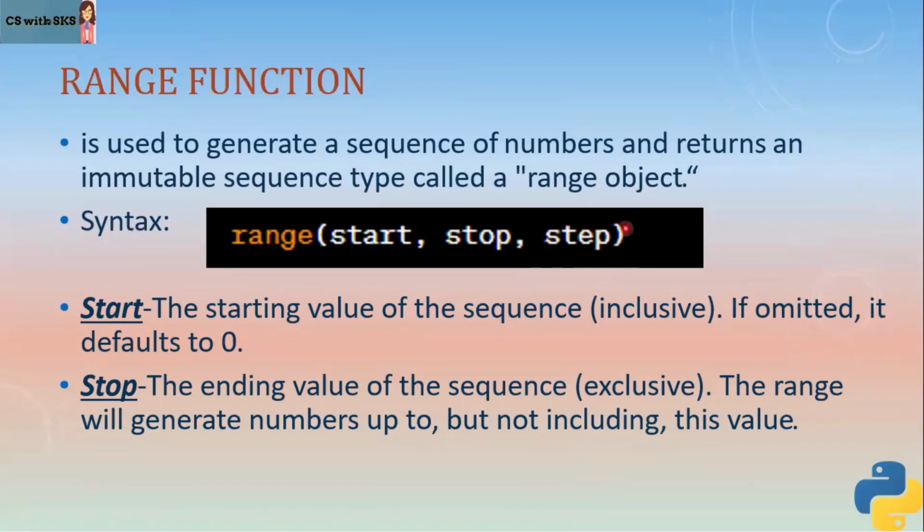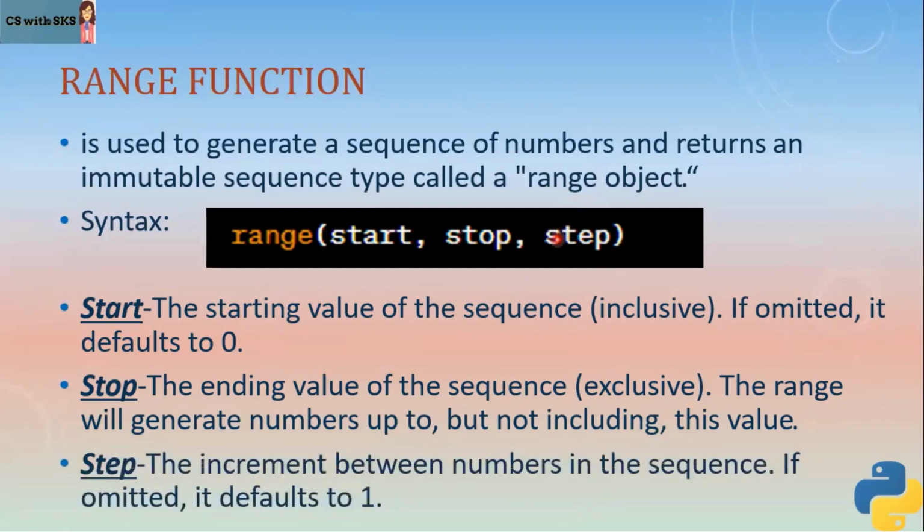And then step is the increment or the decrement value in the sequence. If you do not include it, by default, this value is 1. So here, start and step are optional values. You can include them, you can leave them. However, you have to add a value for stop. This argument is mandatory. You need to put a value here to tell what is the range.